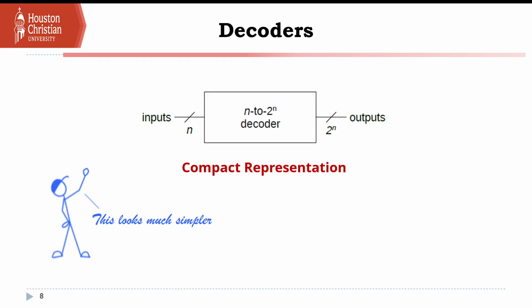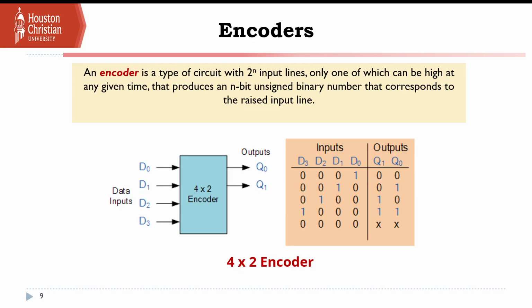Now you have decoders, then on the other side, an encoder. An encoder is a type of circuit with 2 to the n input lines, only one of which can be high at any given time, and it produces an n-bit unsigned binary number that corresponds to the raised input line. So you have 4 inputs over here but 2 outputs. That's why it's a 4 to 2 encoder. D3, D2, D1, D0 are your inputs, and Q1, Q0 are your outputs.